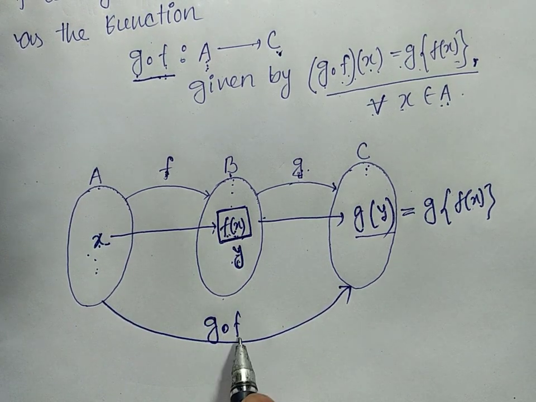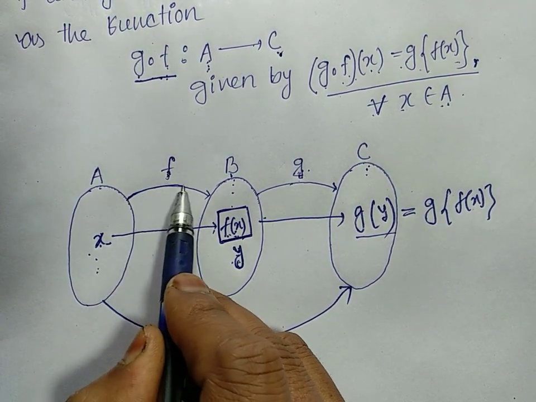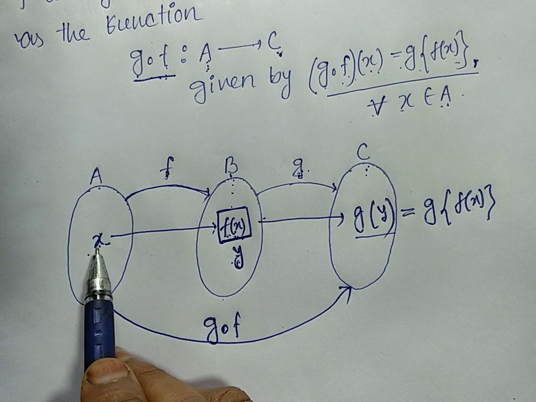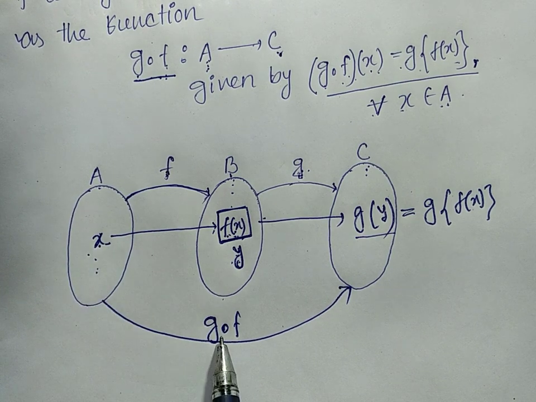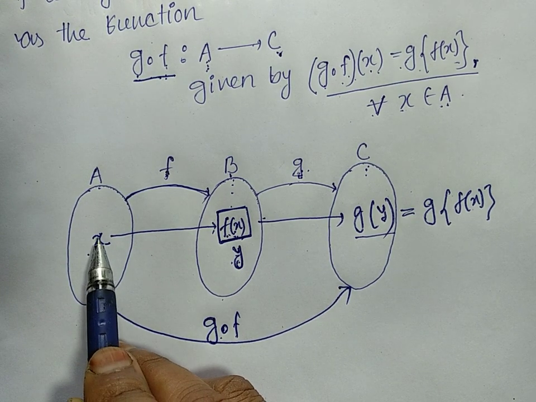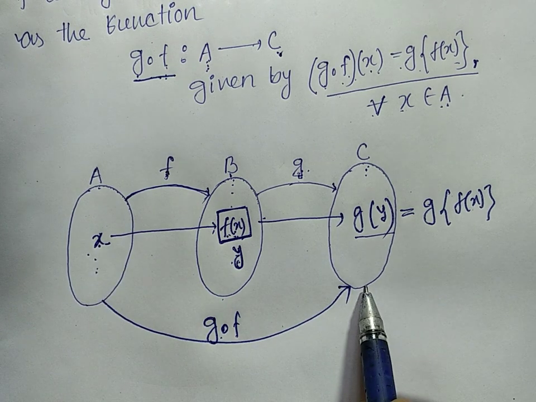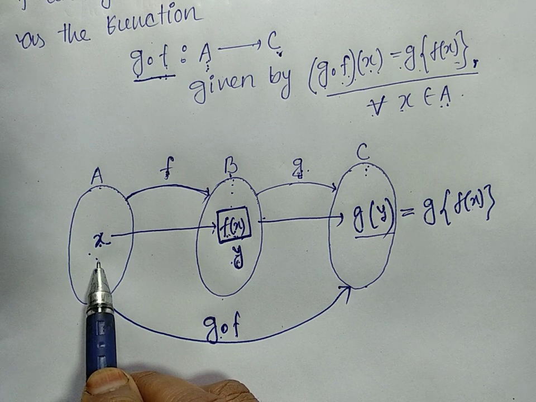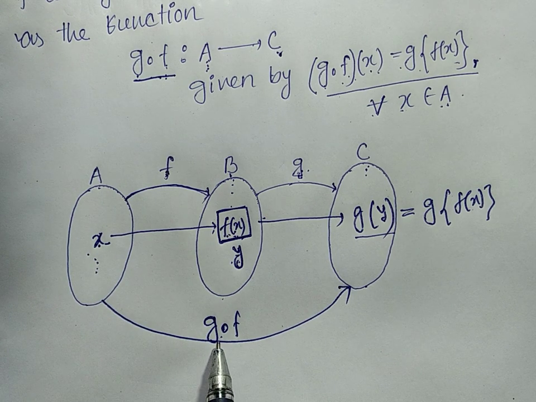Look carefully, f is the first function, followed by the second function. Then for the function g not f, what is the domain element? X. For the function g not f, the domain is the first set A, and the codomain is the set C. Then all the elements of the set A are the domain elements for the composite function g not f.